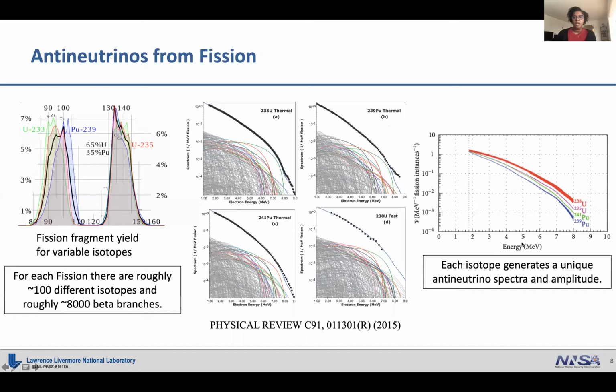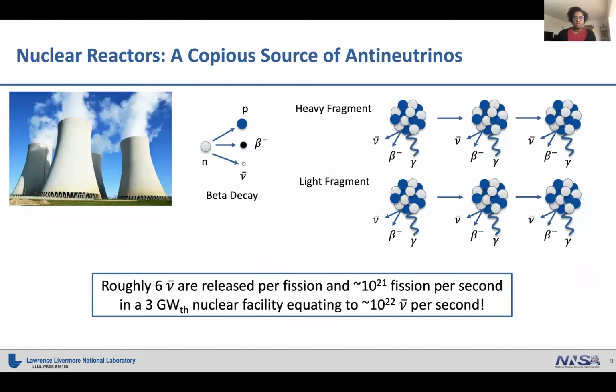And so when they're all plotted together, and this is the antineutrino energy relative to the emitted fission, you'll see that they all have different shapes, right? So not only do they have different shapes, but they also have different amplitudes. And so depending on what is going on in your reactor, what is undergoing fission, the antineutrino emission is going to look very different.